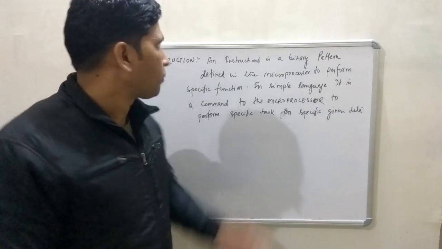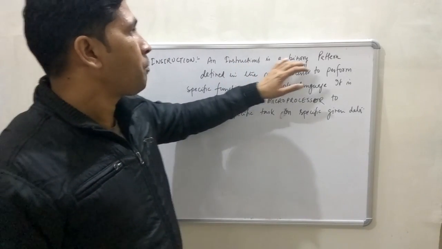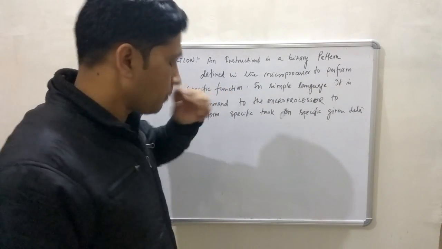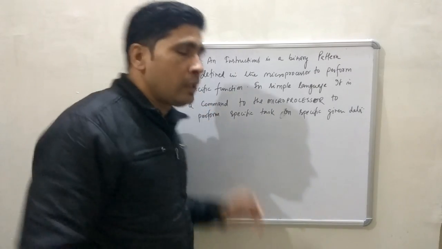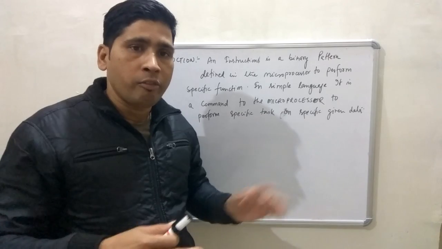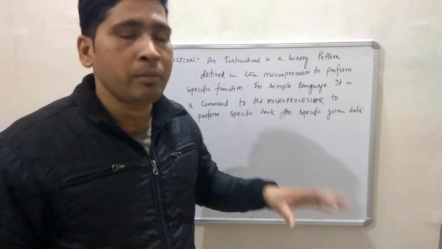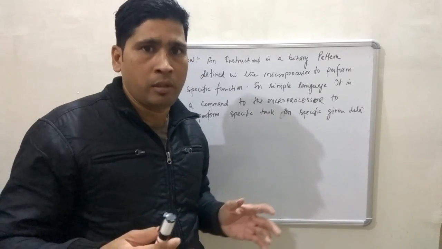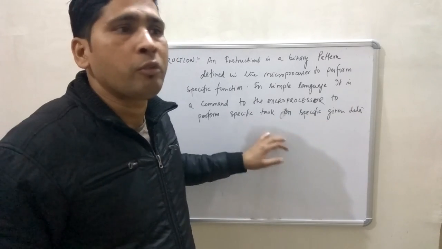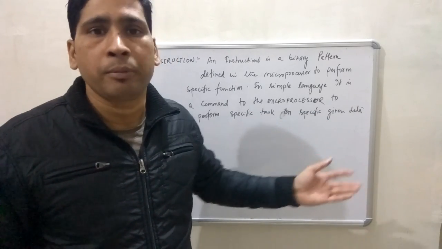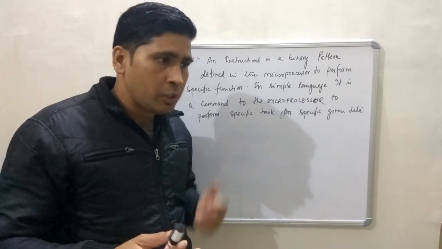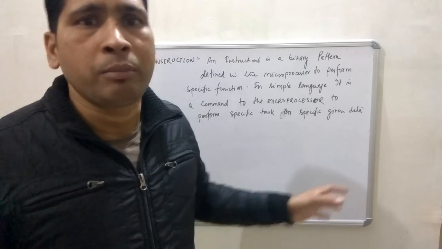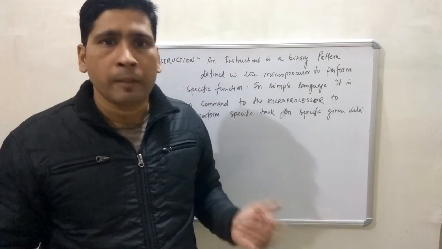Now move forward. Instruction. An instruction is a binary pattern defined in the microprocessor to perform a specific function. Basically, what is an instruction in a microprocessor? An instruction is a binary pattern which is defined in the microprocessor to perform some specific operation or task. In simple language, you can say that this is a command to the microprocessor to perform a specific operation on some given specific data.